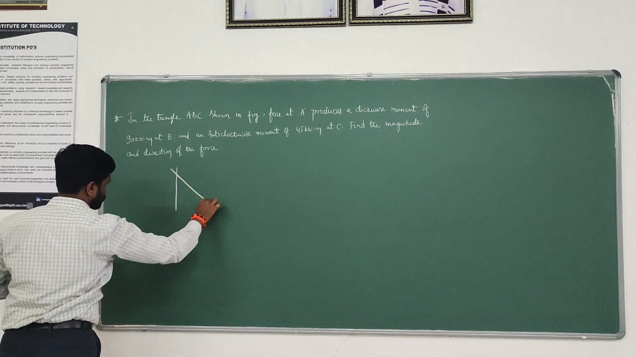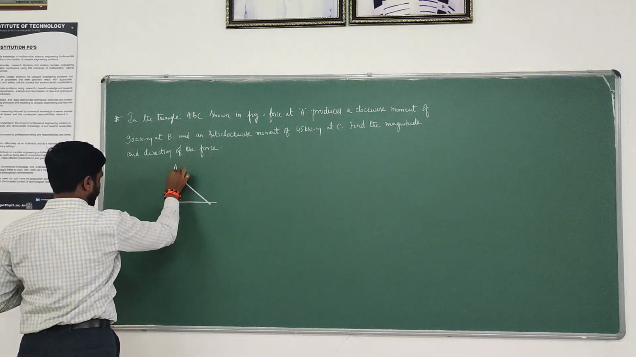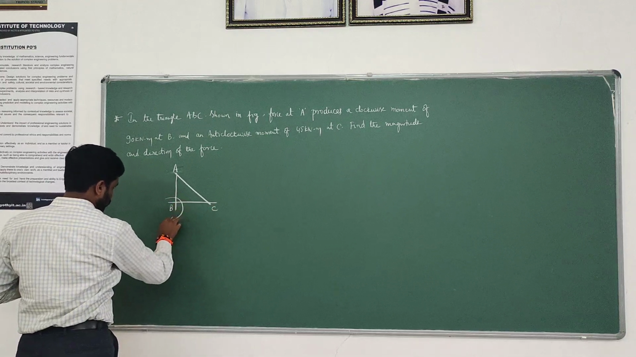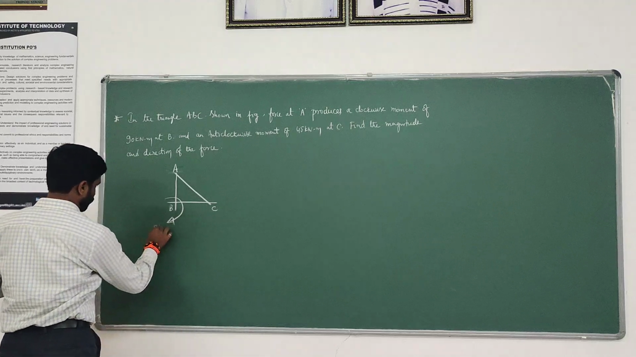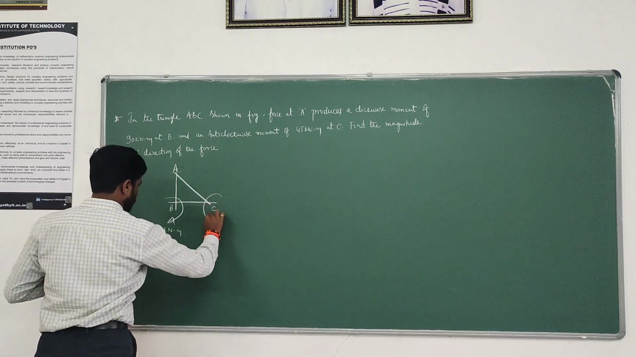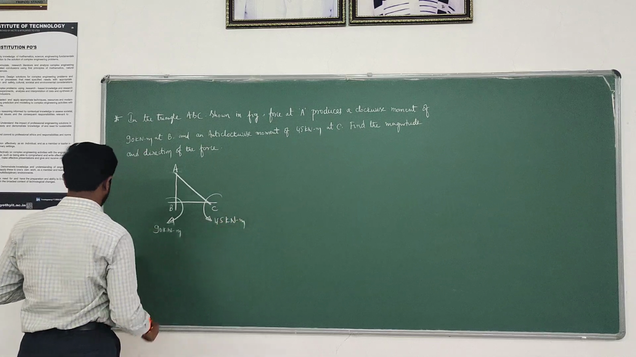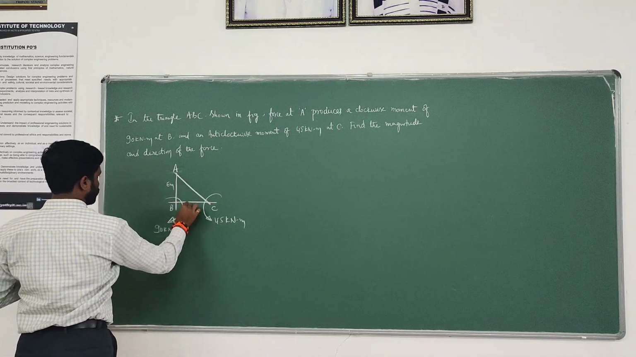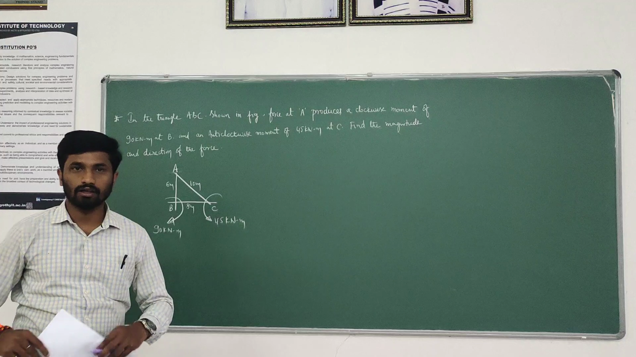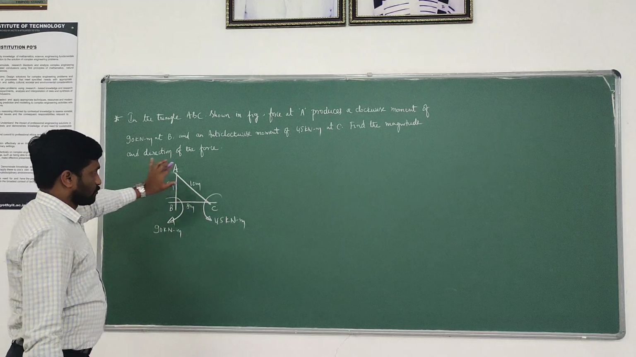This diagram is shown in the question paper. So this is the triangle A, B and C. At B it produces a clockwise moment of 90 kilonewton meter. At C it produces an anti-clockwise moment of 45 kilonewton meter, and the sides are 6 meter, 8 meter, 10 meter. This is the given problem. It is a very important problem, generally asked in examination.